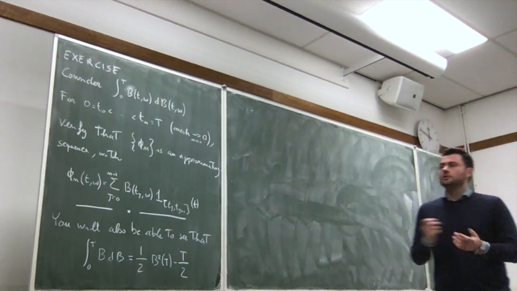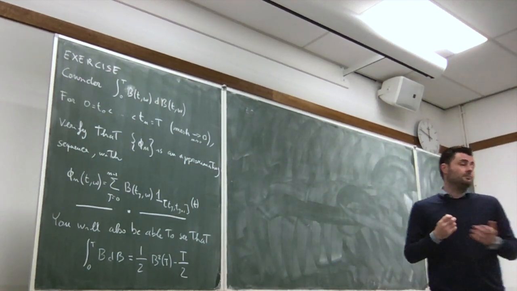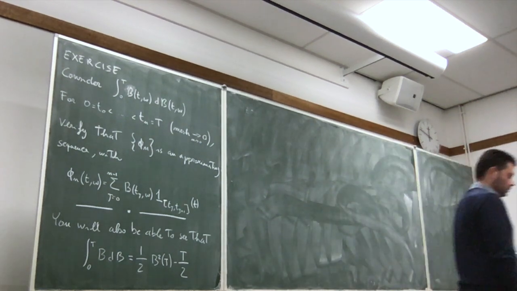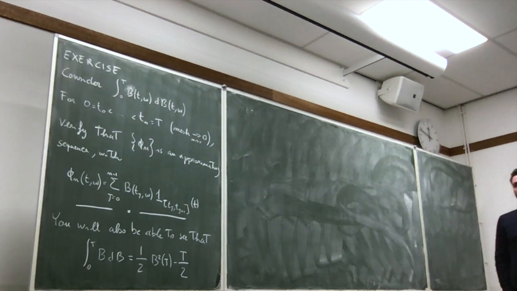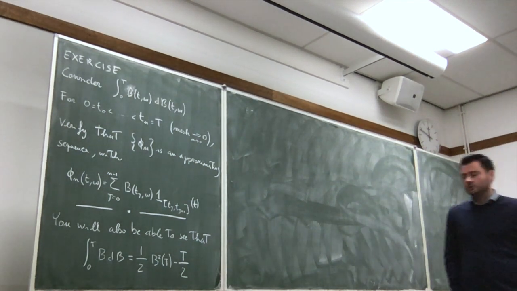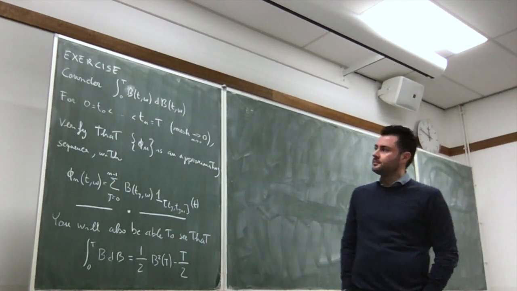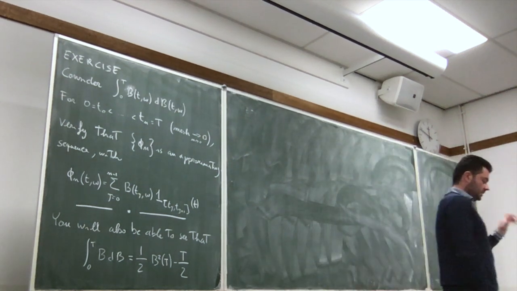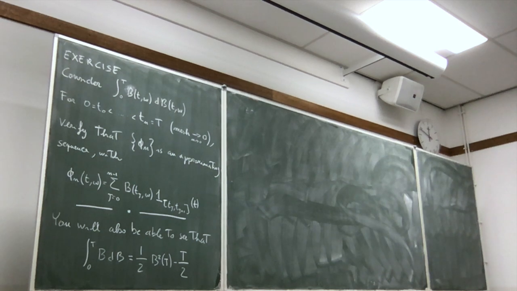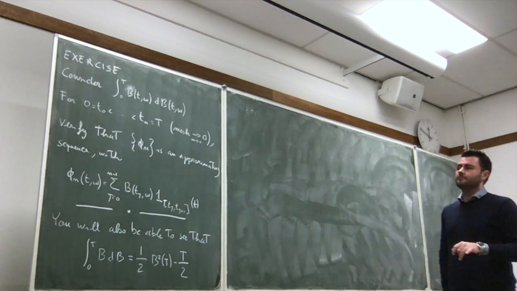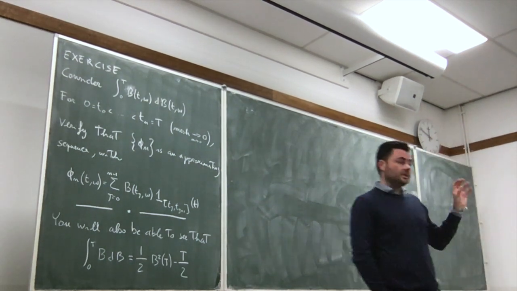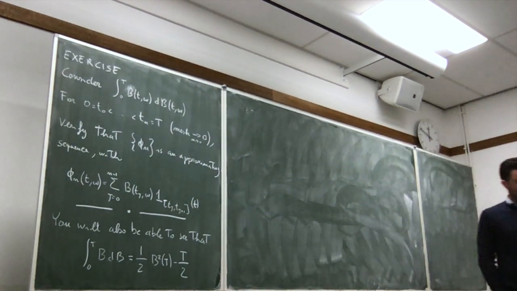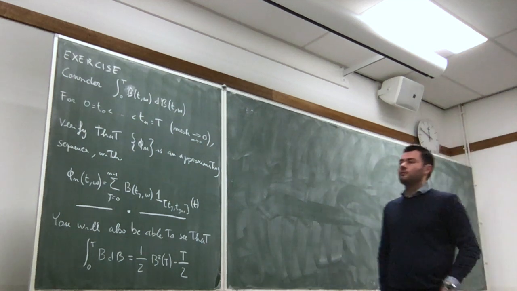Consider the Ito integral between 0 and capital T of B_t(omega), where B is our Brownian motion, dB_t(omega). So we want to integrate the Brownian motion with respect to itself. We take our usual partition of the time interval 0 to capital T, and as usual, we assume that the mesh of this partition vanishes for n going to infinity, so it's the standard framework.